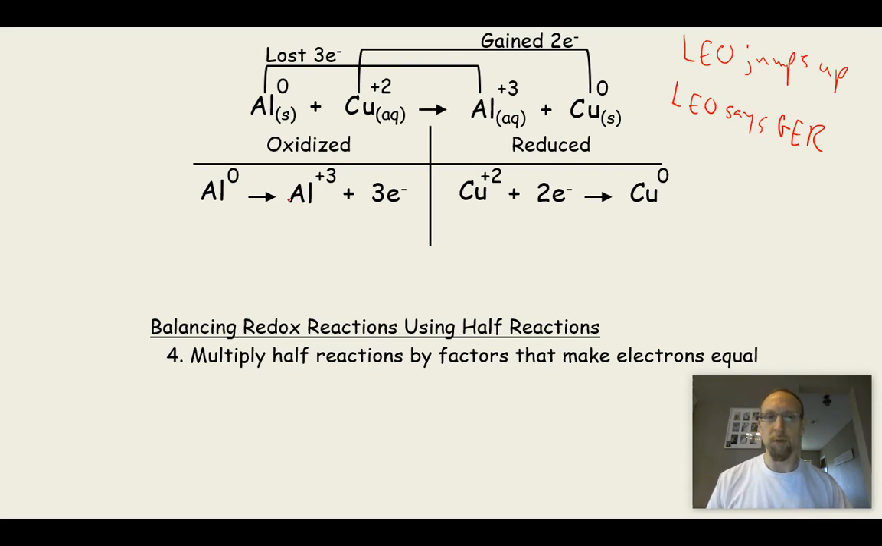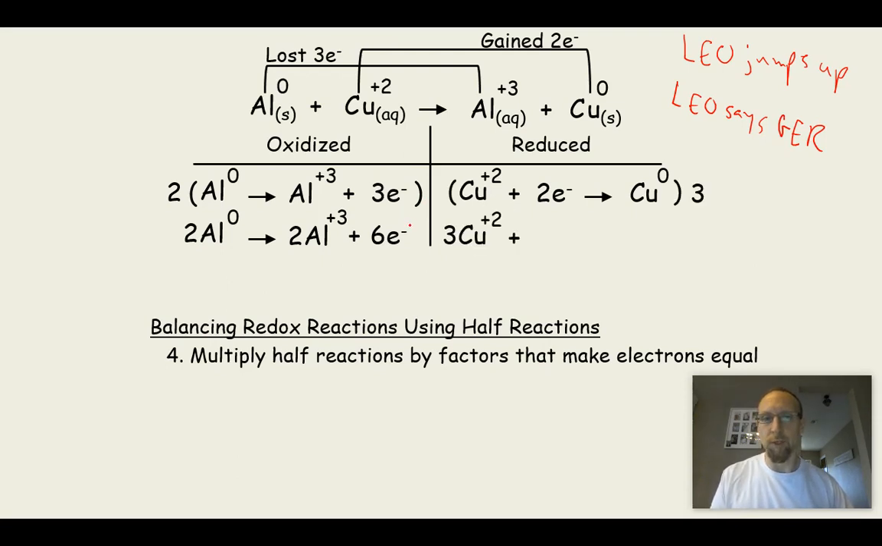So how do I do that? Well, I'd have to multiply the whole oxidation half reaction by 2, because 2 times 3 is 6, right? So now we'll just distribute that too. So 2 Al0s makes 2 Al plus 3s plus 6 electrons. So all we're doing is multiplying the entire half reaction by 2, and the goal is to get those electrons to be 6. Now we're going to do the same thing on the right side, the reduction half reaction. So we want to get 2 to 6, so we're going to multiply the whole half reaction by 3. So that gives us 3 copper plus 2s plus 6 electrons makes 3 Cu0.